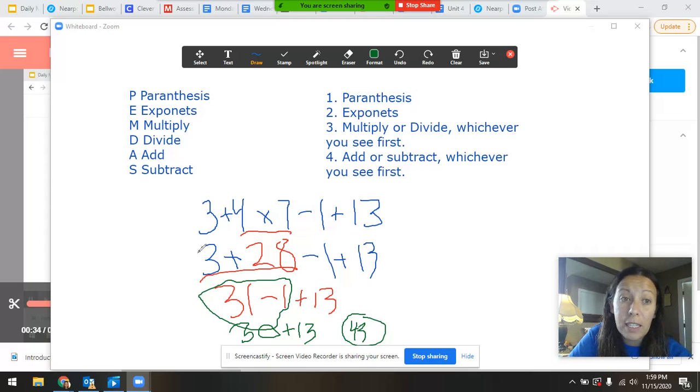So the difference is PEMDAS makes you think you have to multiply always first and that you have to add always first, but that's really not the case. It is whatever you see first on both multiplying, dividing, adding, and subtraction. So whatever you see first is what you have to do. So that is why we will always use our 4 steps for order of operations.